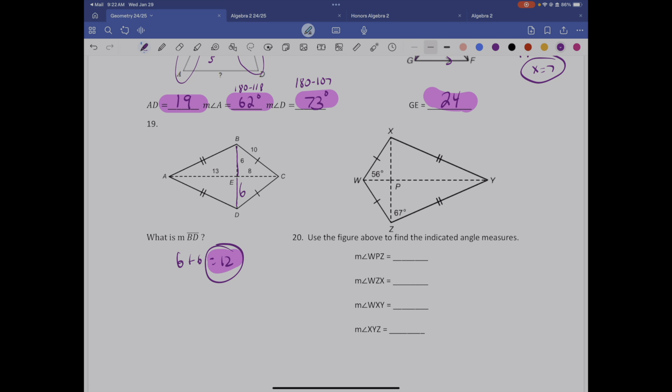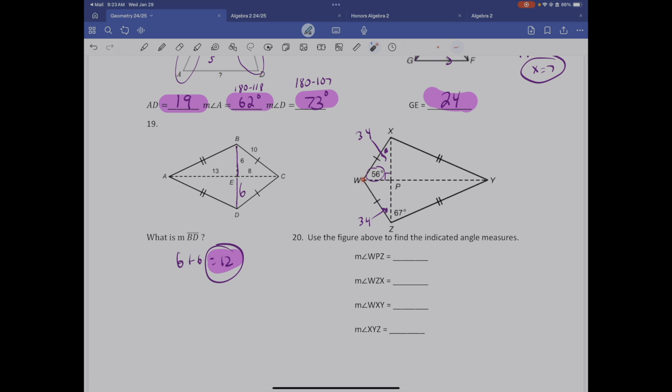The last one, we've got a kite. So we know the measure of this is 56 degrees. The measure of that is 90. So that's going to help me find that angle right there, which is also going to help me find that angle right there. They're going to be the same. So if I go 180 minus 56 minus 90, that's giving me the measure of that angle right there is 34. The measure of that angle is 34.